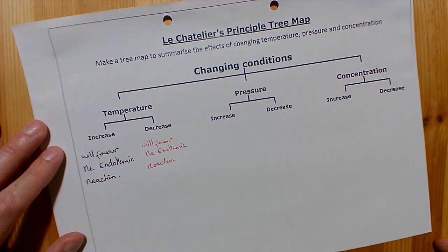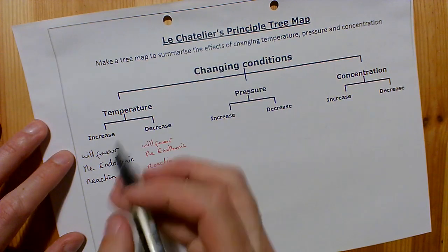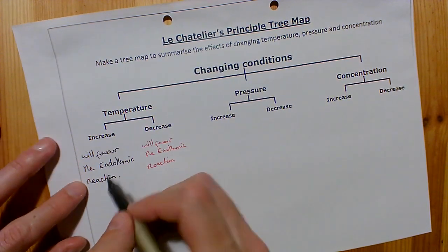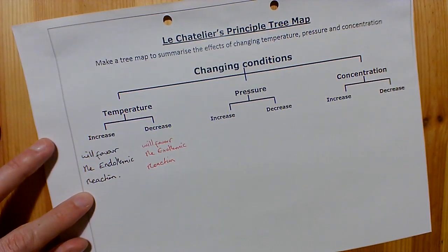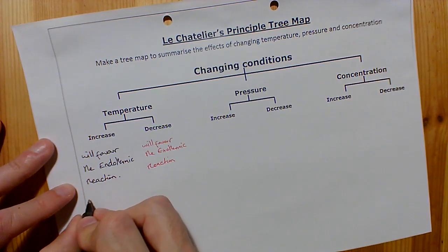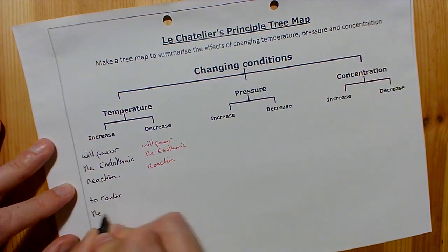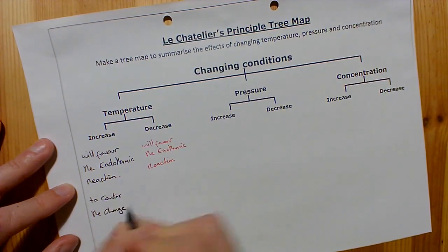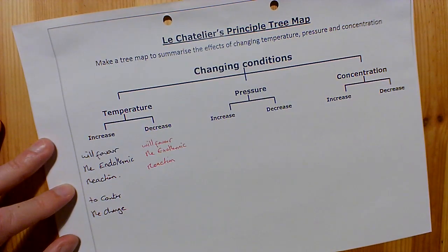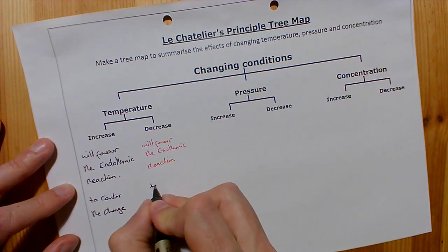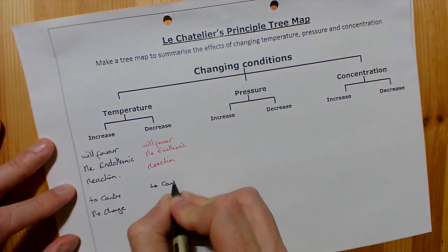Okay, and the reason it does that, so that increasing temperature will favor the endothermic reaction because the endothermic reaction decreases the temperature, so to counteract the change. So I'm just going to add that, to counter the change. And the same with decreasing temperature. Decreasing temperature favors the exothermic because that would increase the temperature and therefore counter the change.